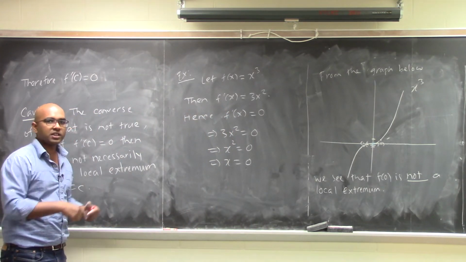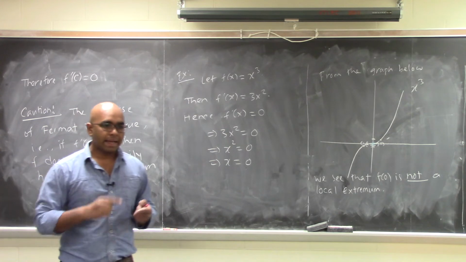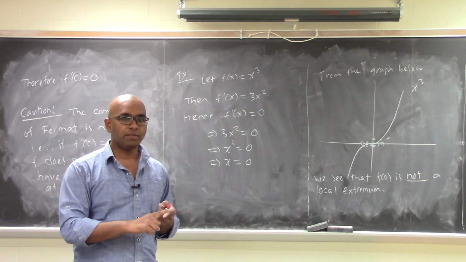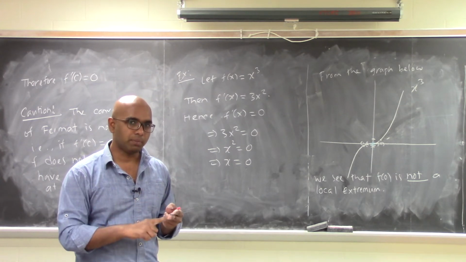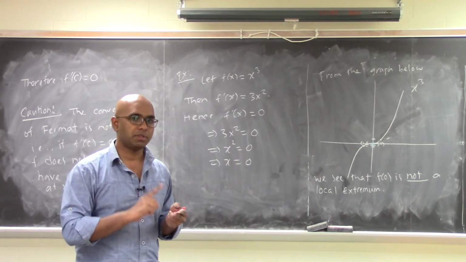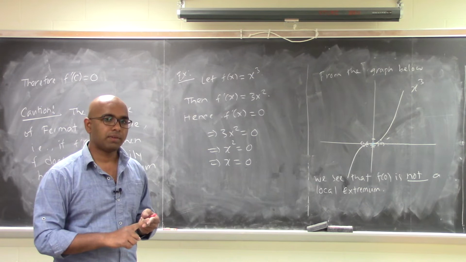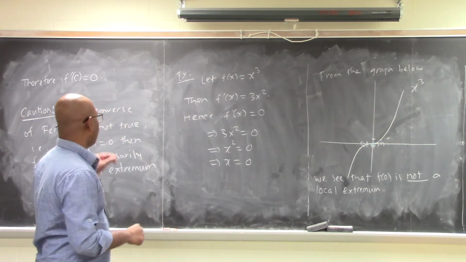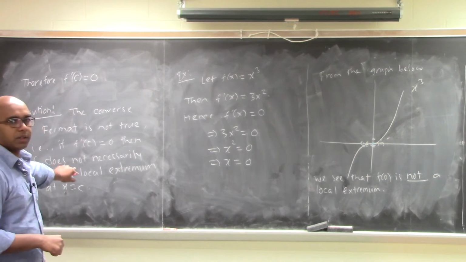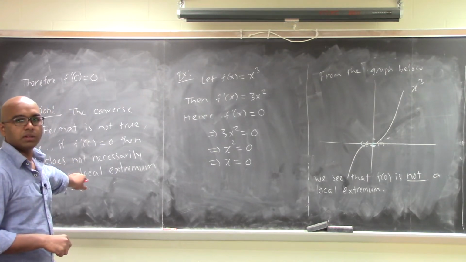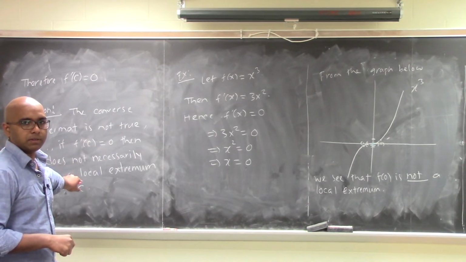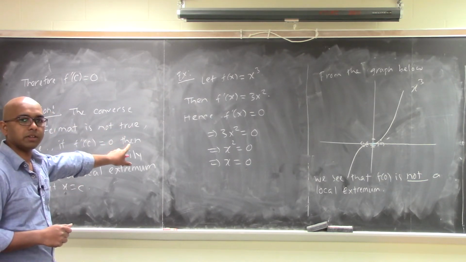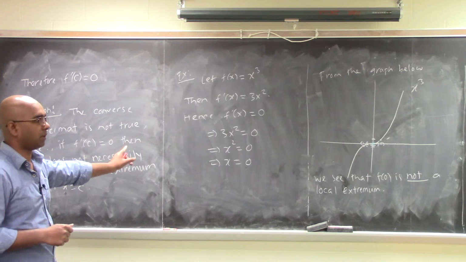So once again, what does Fermat say? Fermat says if your function has a local extremum and if your function is differentiable at that point, then the derivative must be 0. But Fermat does not say the opposite. What is the opposite? The opposite is if the derivative vanishes at a point, then the function has a local extrema at that point, which is not true. And that's a counterexample. Okay, you always need to remember this. This is a very important example.